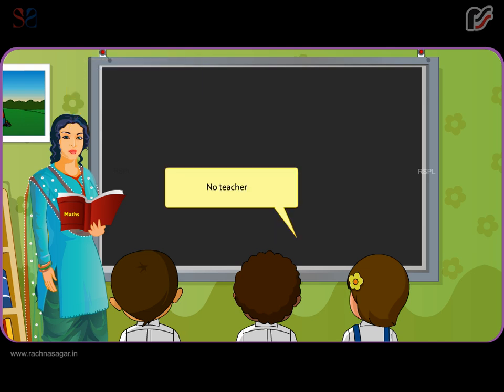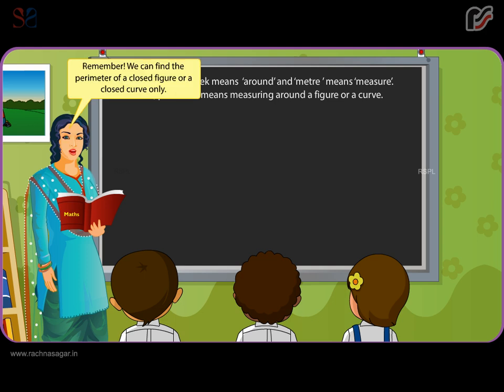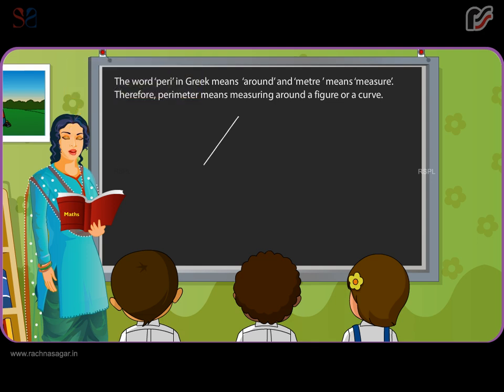No, teacher? The word peri in Greek means around and meter means measure. Therefore, perimeter means measuring around a figure or a curve. Remember, we can find the perimeter of a closed figure or a closed curve only. Look at the figure I have drawn on the board. If we start from A, move along AB, then BC, and then CA, we reach back the starting point A. Only in a closed figure it is possible.